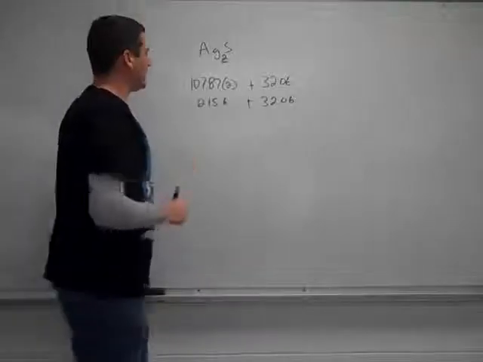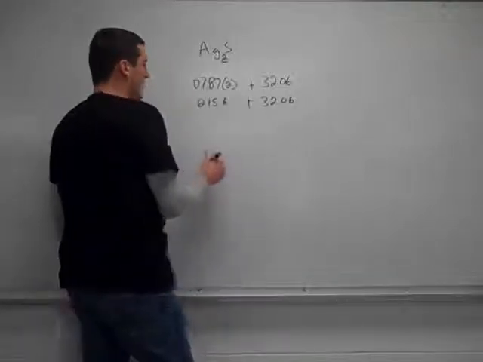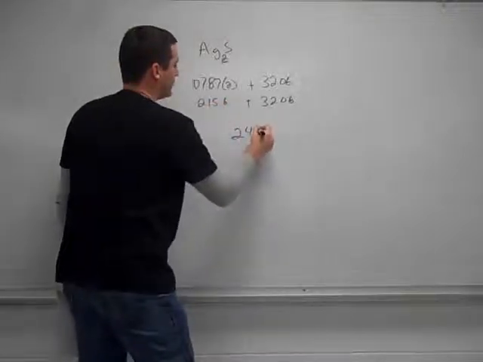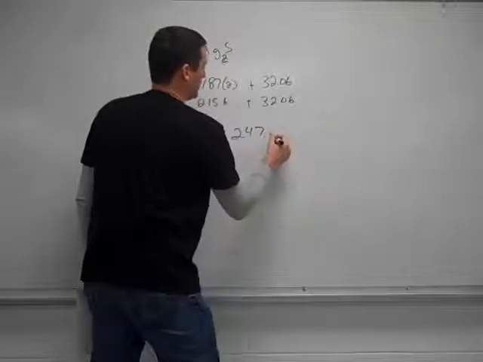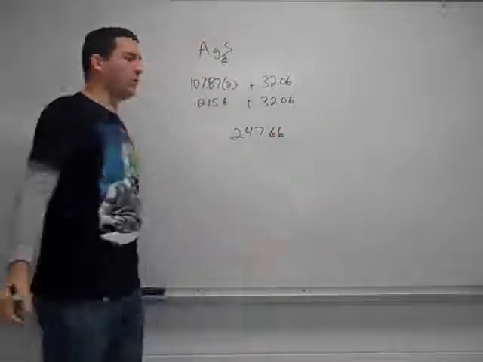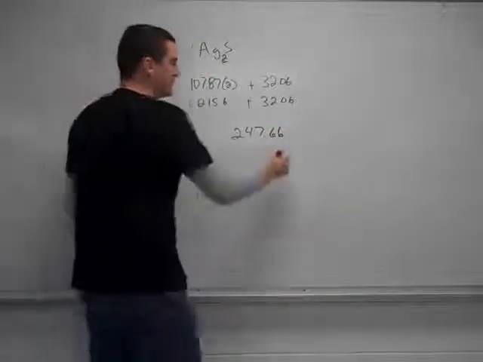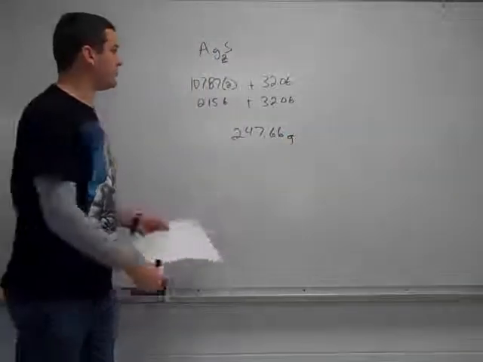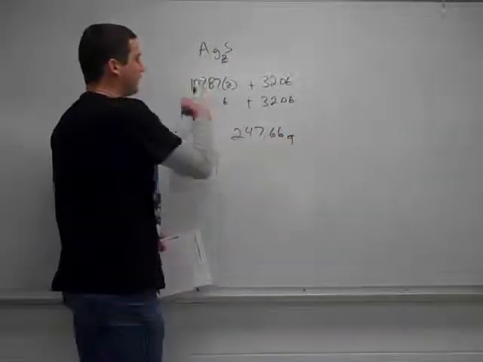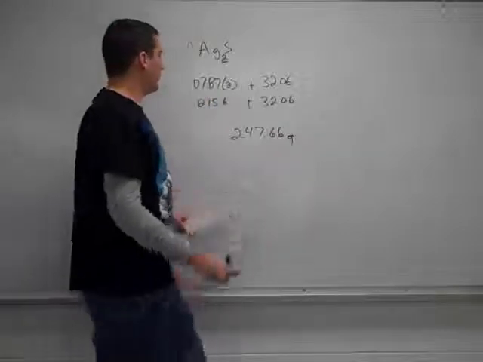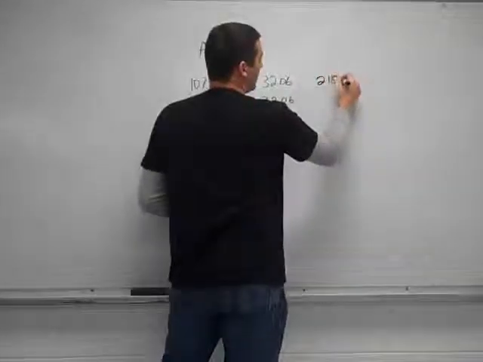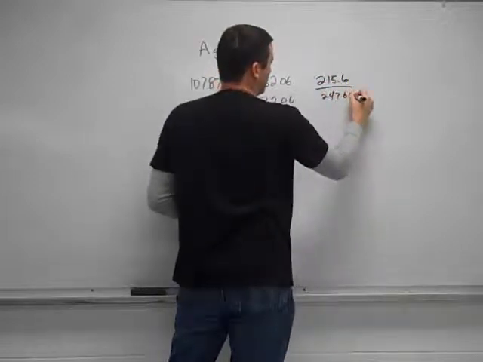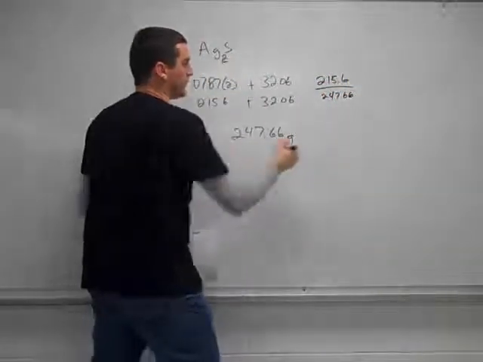So you're going to add those together, and your grand total is going to be 247.66 grams. So that's the number we're going to work with now. And then we're going to do the exact same thing we just did. We're going to take our weight of our silvers. We're going to divide it by the whole. So we're going to do 215.6 divided by 247.66. And then we're going to do the same thing with our sulfur.